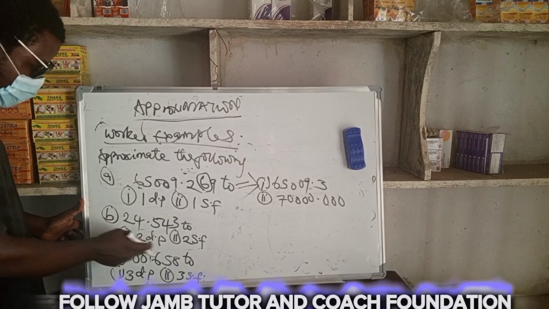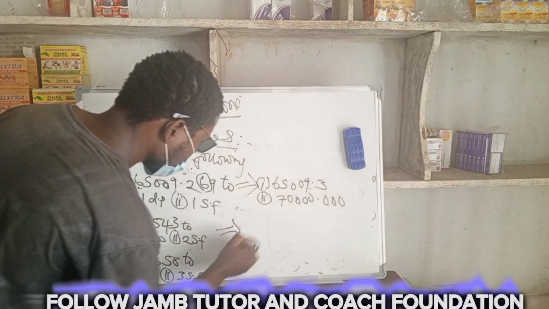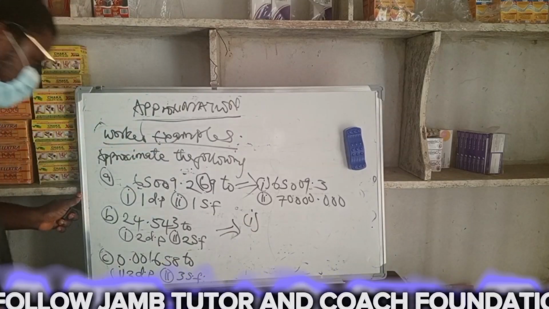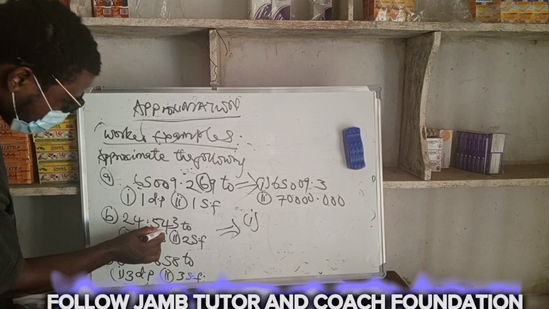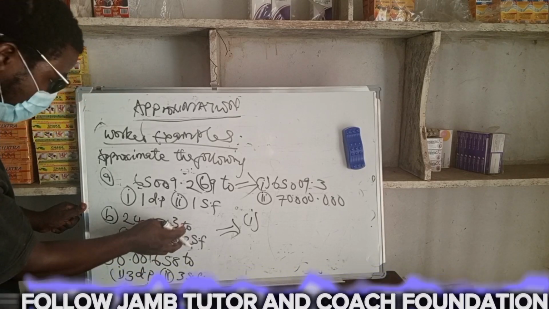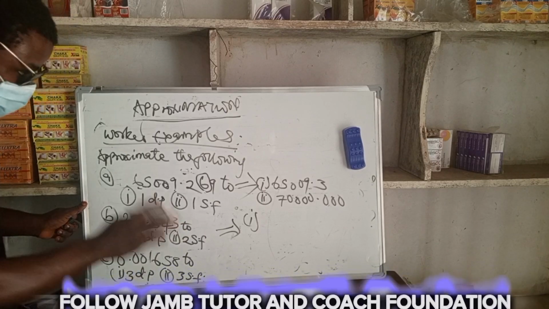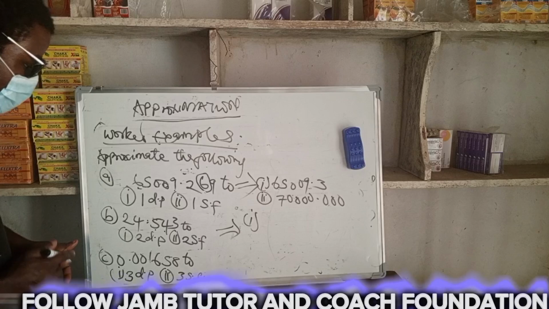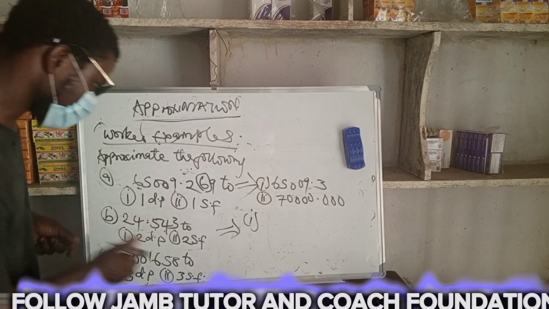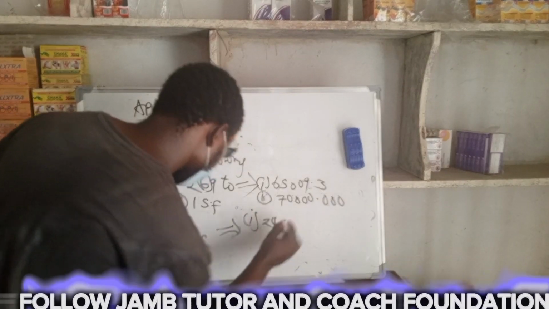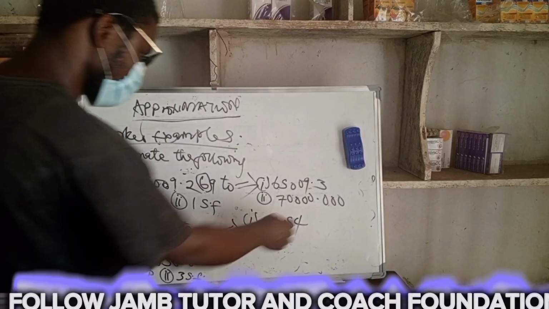In question 2, they said approximate to 2 decimal places and 2 significant figures. So the first one, 2 decimal places. So this is the decimal point. This is 1 decimal place, 2 decimal places. The number after the second decimal place is what? It is 3. It is below 5. Therefore, we are rounding it down. We are not adding anything to it. So the answer becomes 24.54.